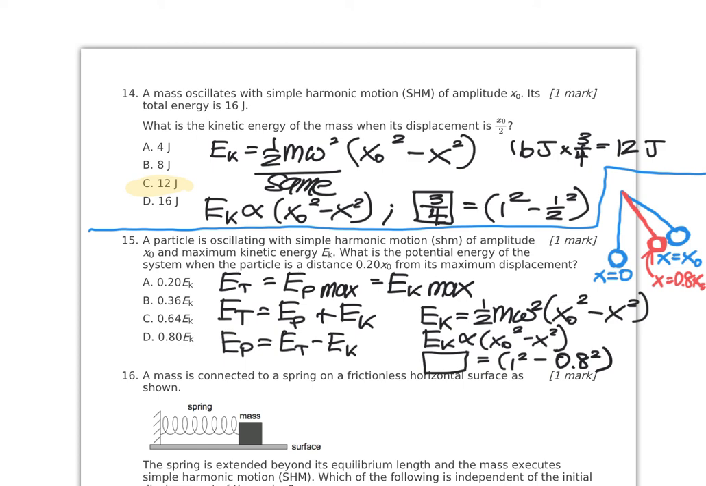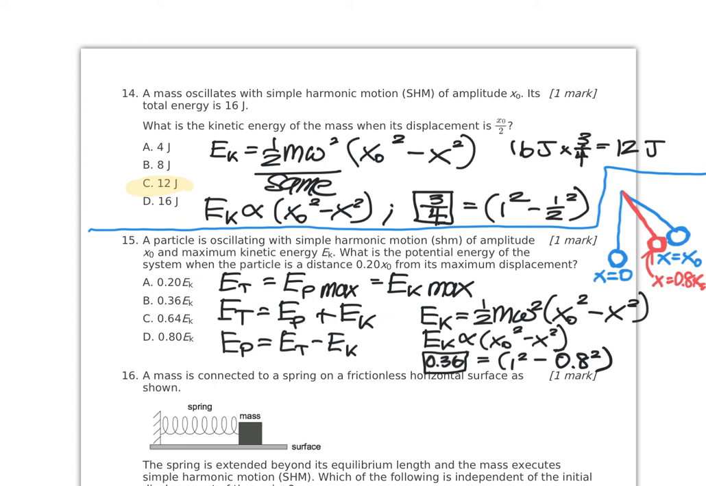So if we said that it says when a particle is a distance of 0.2 x naught from its maximum displacement, that's where it is. It's not 0.2 x naught away from the equilibrium position, and that's where we measure displacement from. So if we're 0.2 away from maximum displacement, the actual displacement, if you were to describe it, would be 0.8, not 0.2. And so if I put 0.8 in for x, 0.8 squared is 0.64, and 1 minus 0.64 is 0.36.